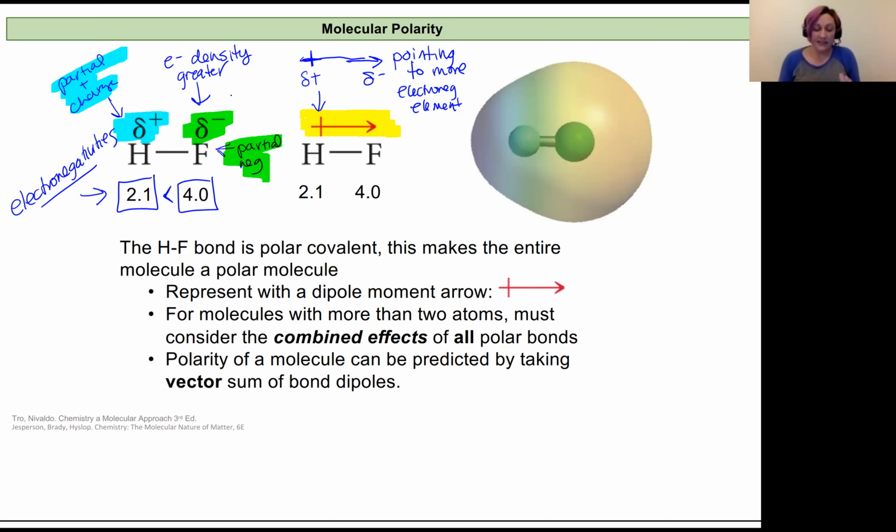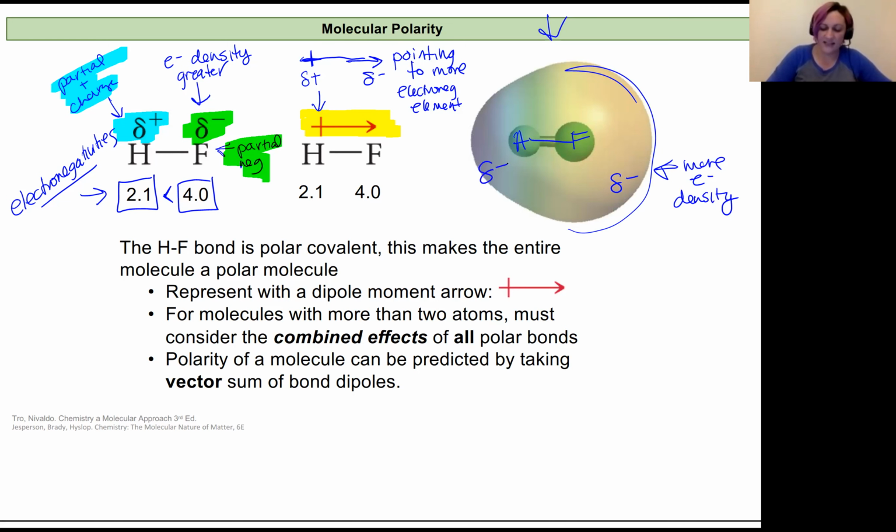So now in this simple case where we just have these two elements that are bonded together, we can get a picture from this dipole arrow of what is happening in the overall molecule. What's happening is this right here, where this is our hydrogen and this is our fluorine bonded together. And this increase right here is showing more electron density. And so this is creating that partial negative, and that deficit over by the hydrogen is creating that partial positive charge. And this then becomes a polar molecule.